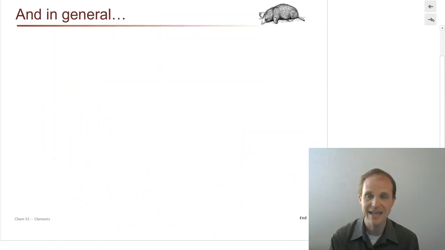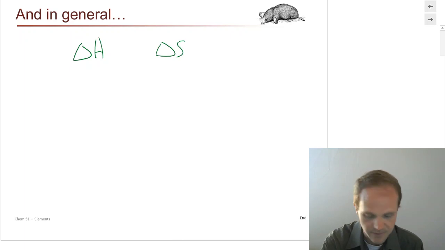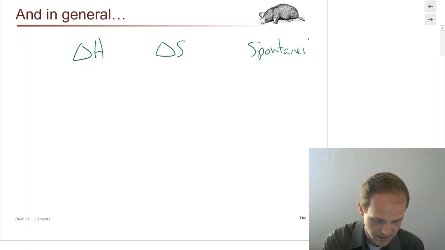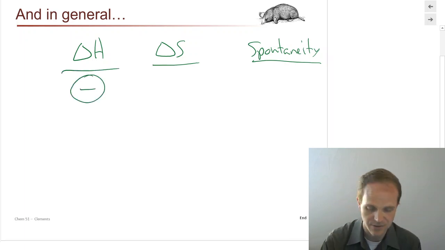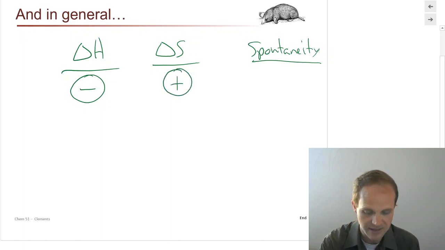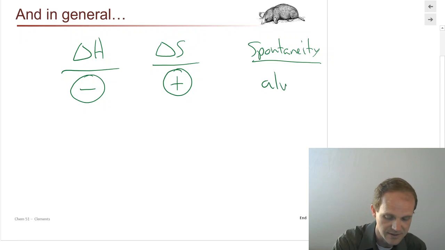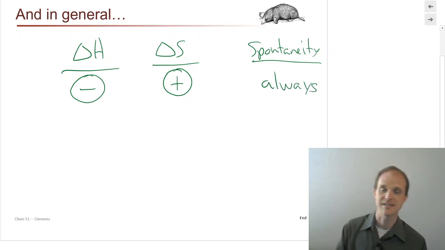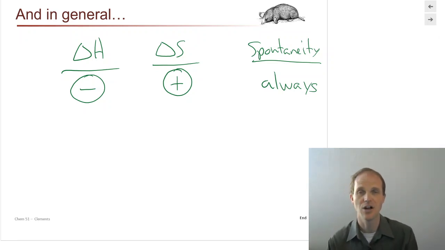All right, and in general, we can actually just look at the signs of delta H and delta S to tell us something about how the system is going to respond. So if we look at delta H, delta S, and we look at the spontaneity, when delta H is negative, so we have an exothermic reaction, and delta S is positive, so the system increases in entropy, the system is also releasing heat, our spontaneity is always, every single reaction that will ever exist, where you have an exothermic reaction and an increase in entropy, will always be spontaneous.